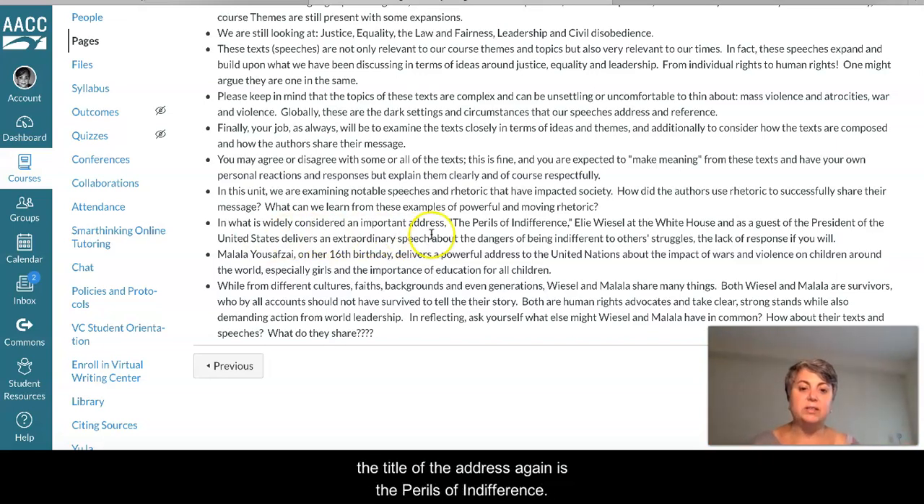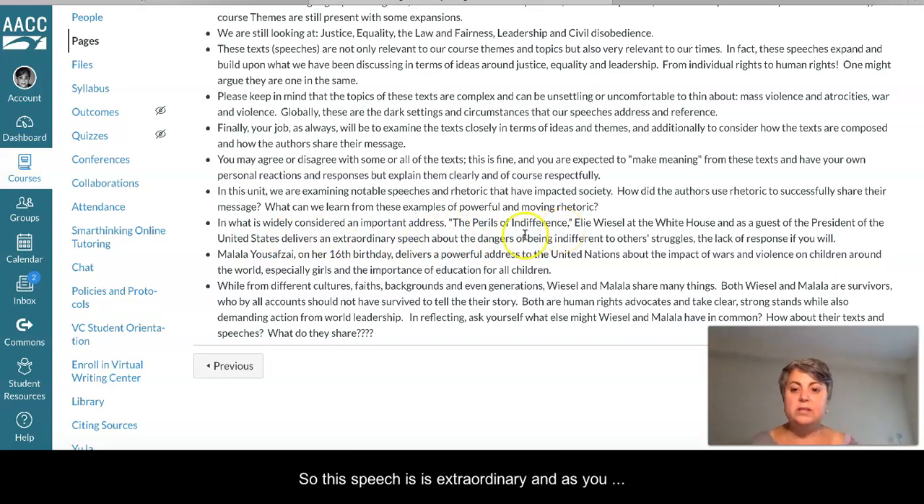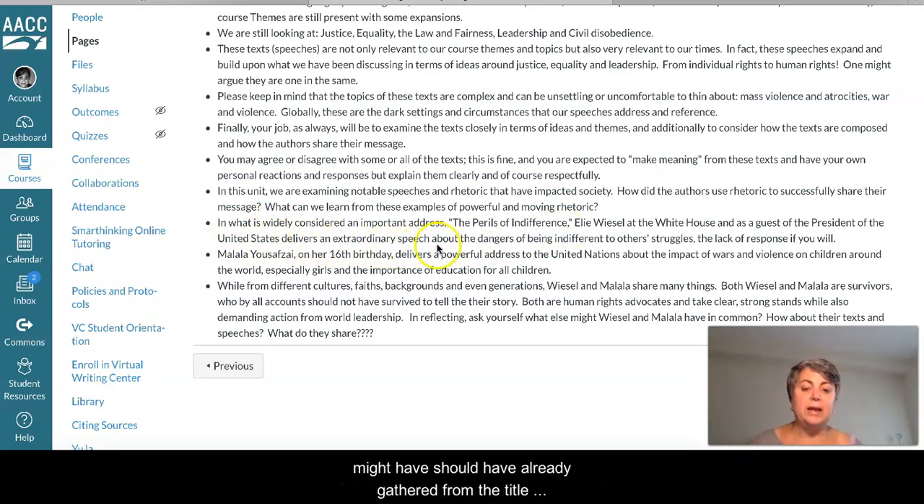The title of the address, again, is The Perils of Indifference. This speech is extraordinary, and as you might have already gathered from the title, it is about the dangers of being indifferent to other people's struggles, the lack of response, if you will, to human plights and human struggles. Some of you might be familiar with Elie Wiesel. He is a very famous Holocaust survivor and human rights advocate.